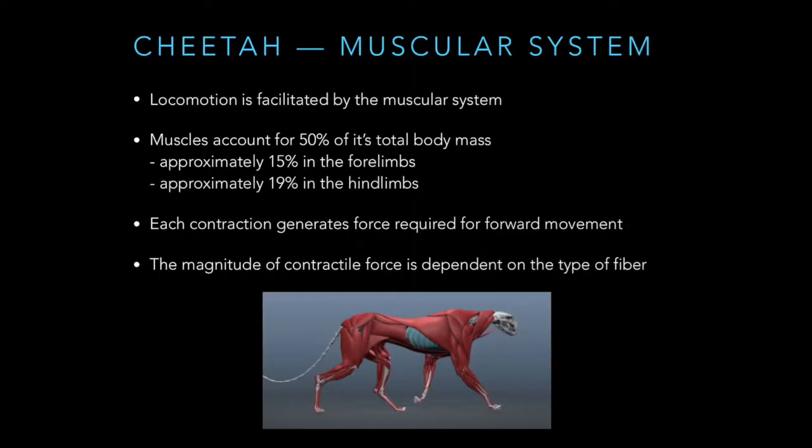Attaching to bones by tendons, muscles contract, pulling on the skeletal structure, causing movement. In a cheetah, muscles account for 50% of its total body mass, where 15% is allocated to the forelimbs and 19% to the hind limbs. Due to physical properties, fiber type and distribution lead to the amount of force generated by each contraction.